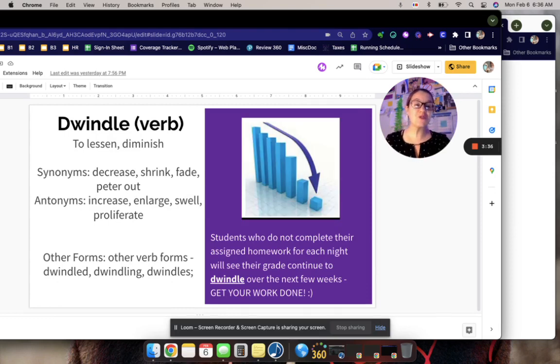We move to our next word, which is dwindle. And dwindle is a verb that means to lessen or diminish. So numbers can dwindle over time. Your synonyms are decrease, shrink, fade, or peter out. Peter out meaning it slowly goes away over time. Your antonyms are increase, enlarge, swell, or proliferate. That's a former vocab word from Sadlier Level D you might recognize.